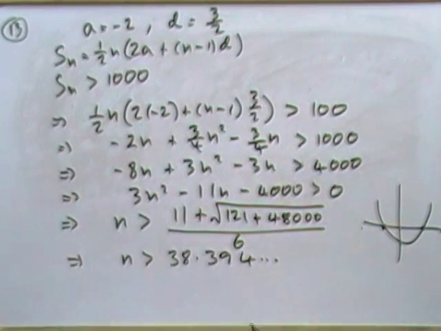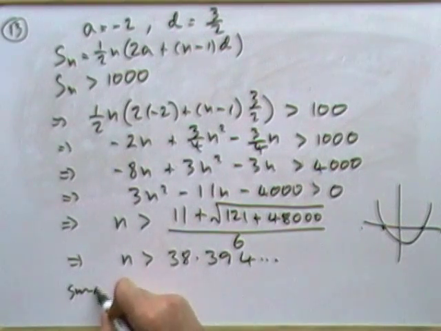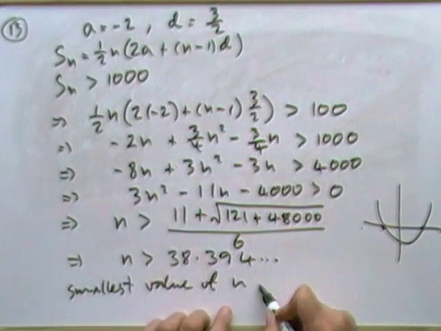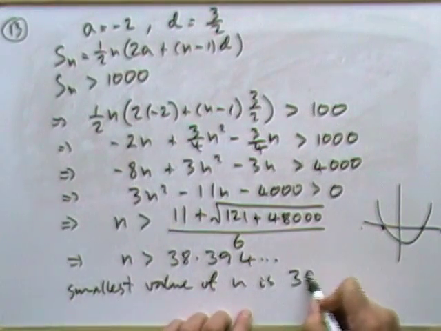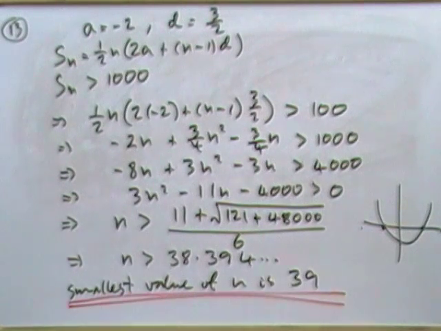Right, so I came back in there, n has to be greater than that, which means that the least value, the smallest value of n is 39. Yeah, that's that one.